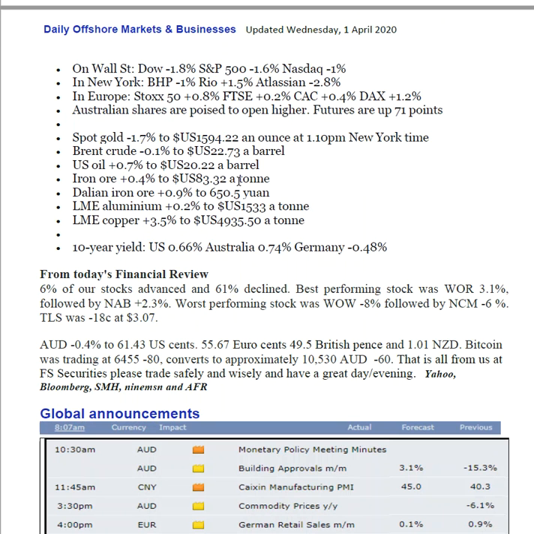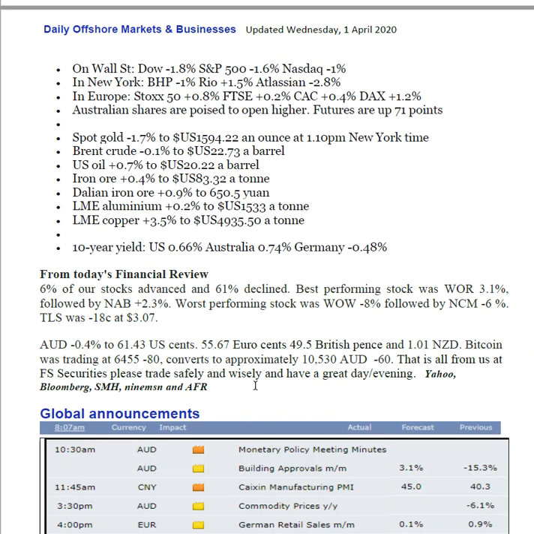$83.32. And by the way, the best performing stock yesterday was Worley, 3.1% higher. NAB was 2.3% higher. Worst performing stock was Woolworths, 8% down. Newcrest Mine was down 6%, even predicting what most likely the gold price was going to happen. Telstra was down 18 cents to $3.07.